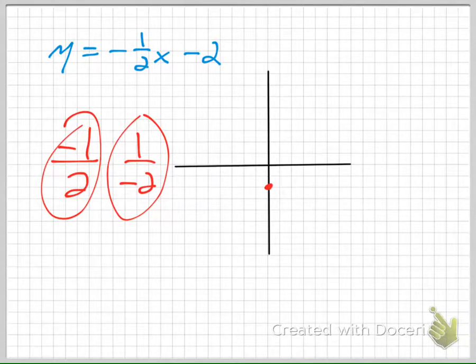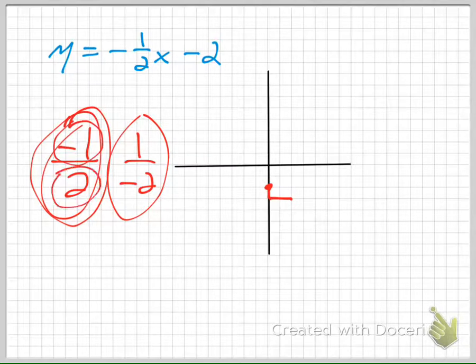Let me show you. Let's go negative 1 over 2, which means that we go down 1 and then to the right 2. Do you agree? Yeah. That would be this right here: down 1 and then to the right 2. Keep doing that. Down 1, to the right 2. There's another point there. Do you see there's our line?